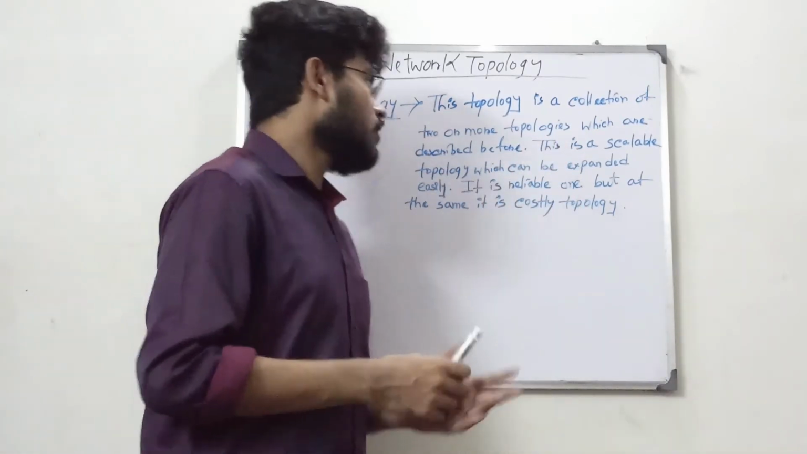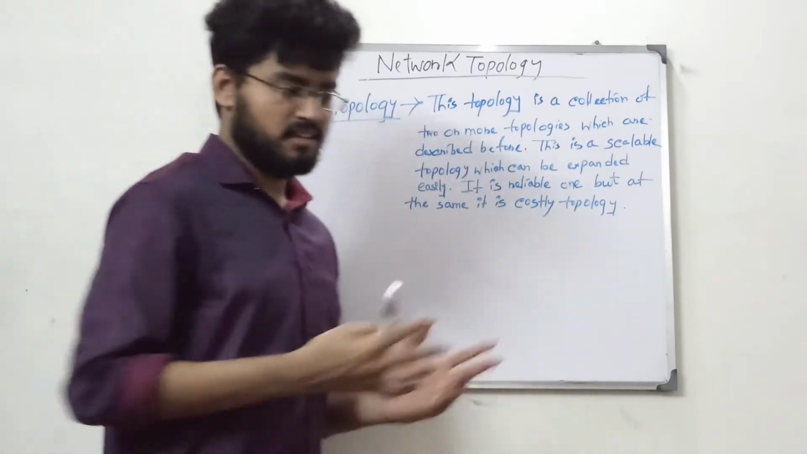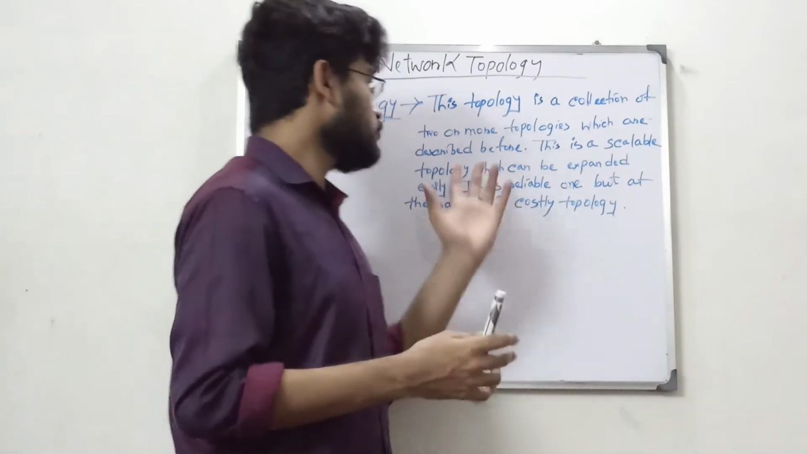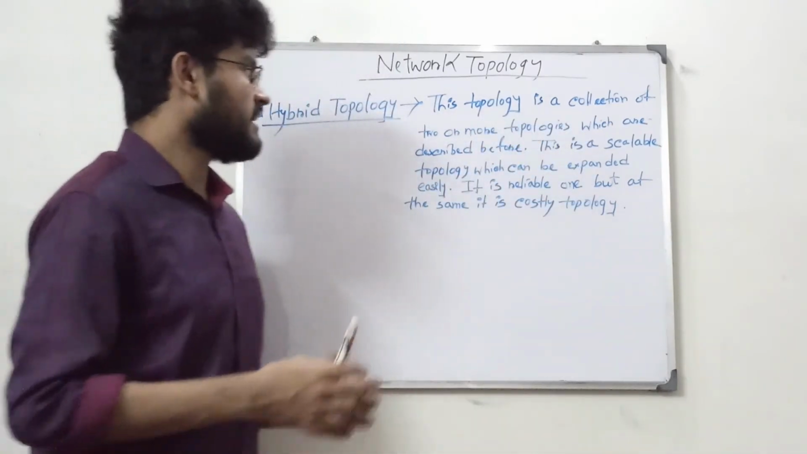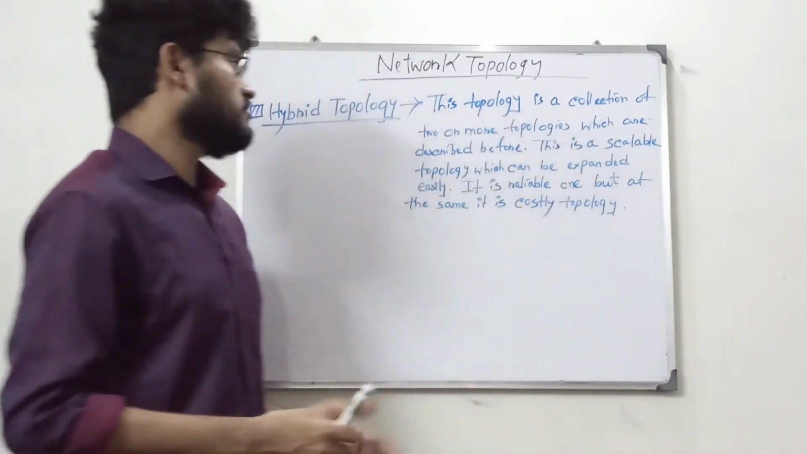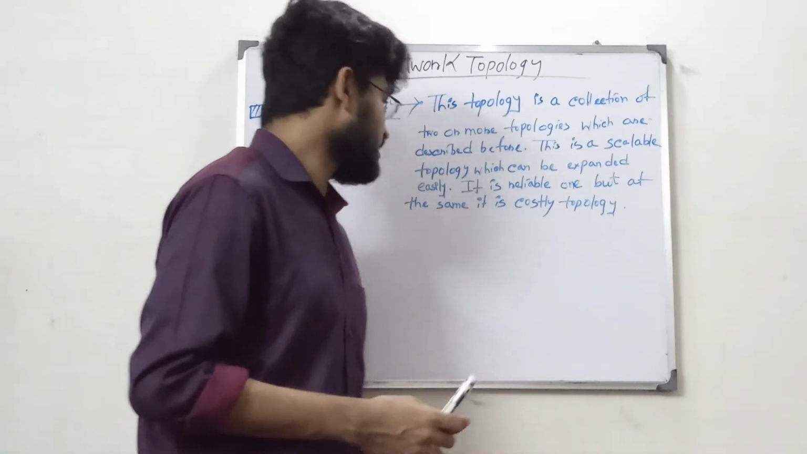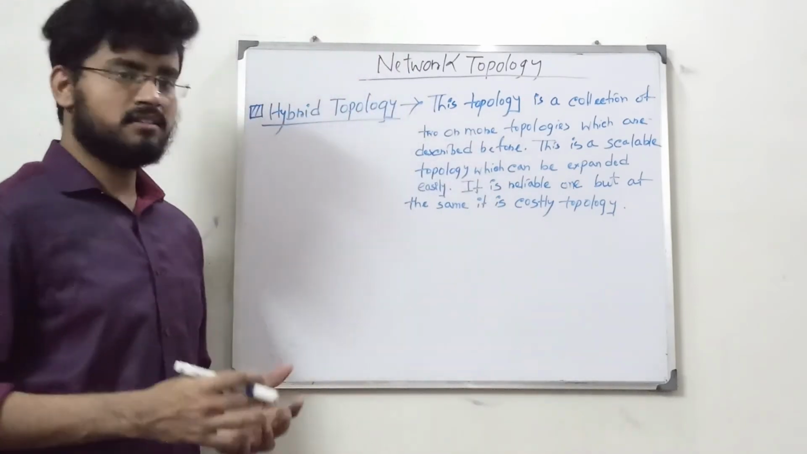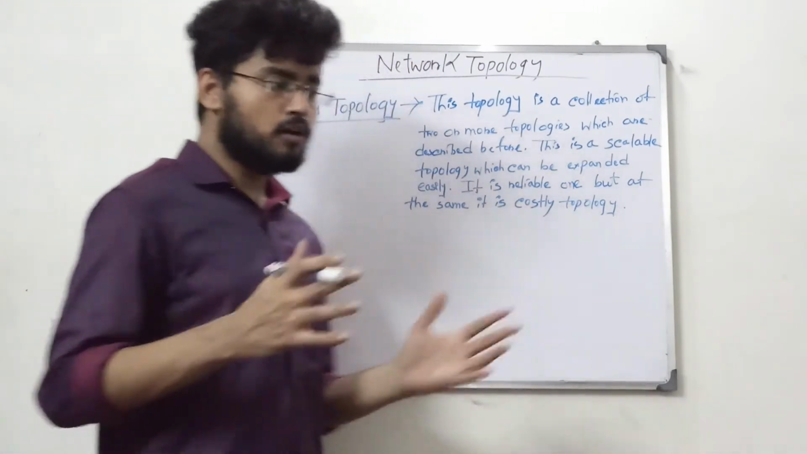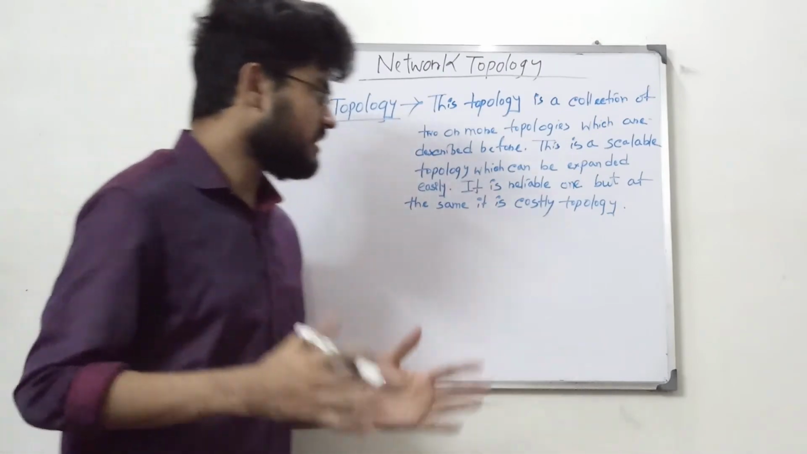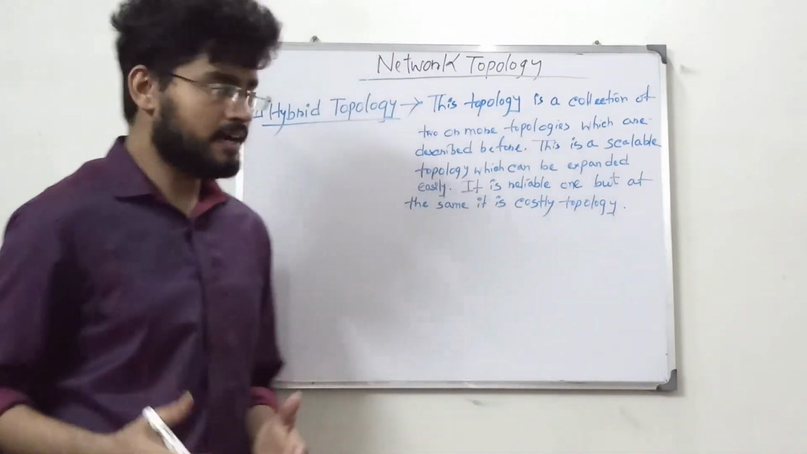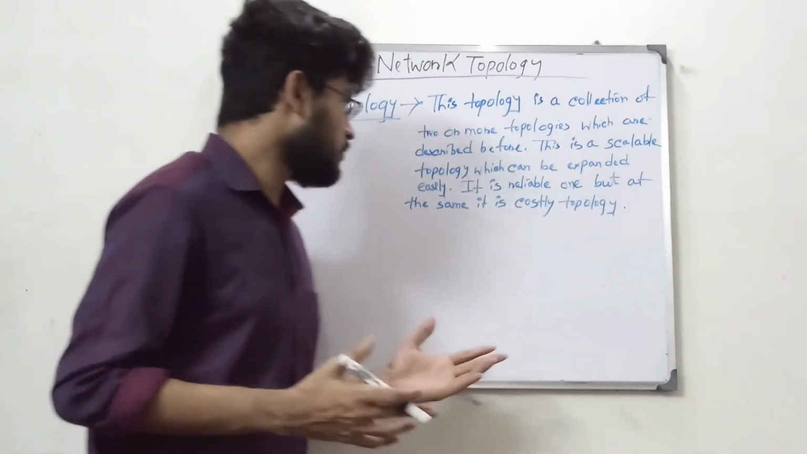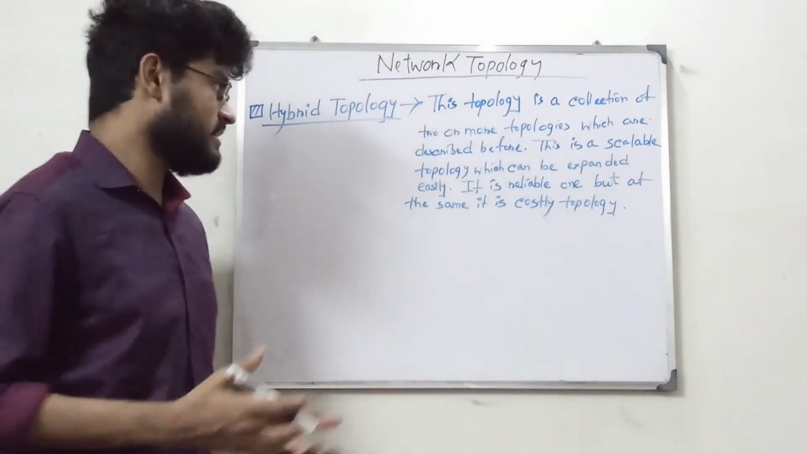In the hybrid topology, two or more topologies such as ring, bus, star and mesh, which are described before, are connected, and that is called the hybrid topology. This is a scalable topology which can be expanded easily, and it is reliable, but at the same time it is a costly topology, because in this topology two or more topologies need to be connected together to form a big network. Obviously it is more costly, but it is reliable, and it can be expanded easily.